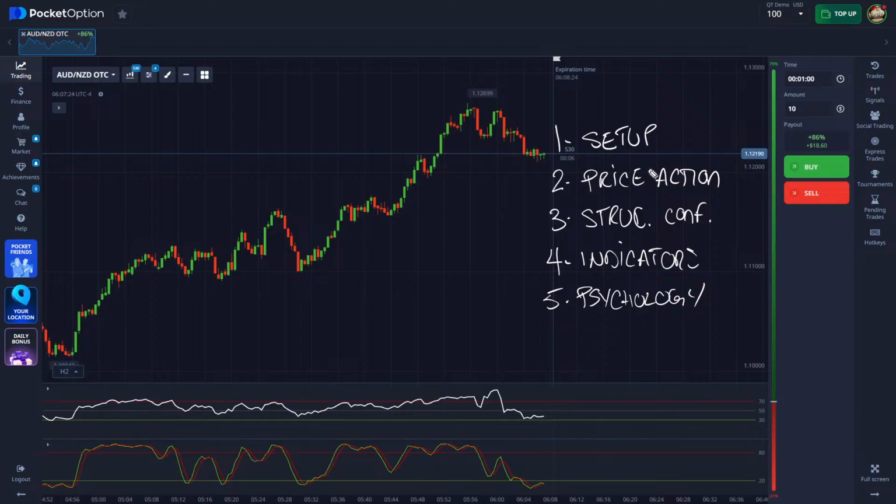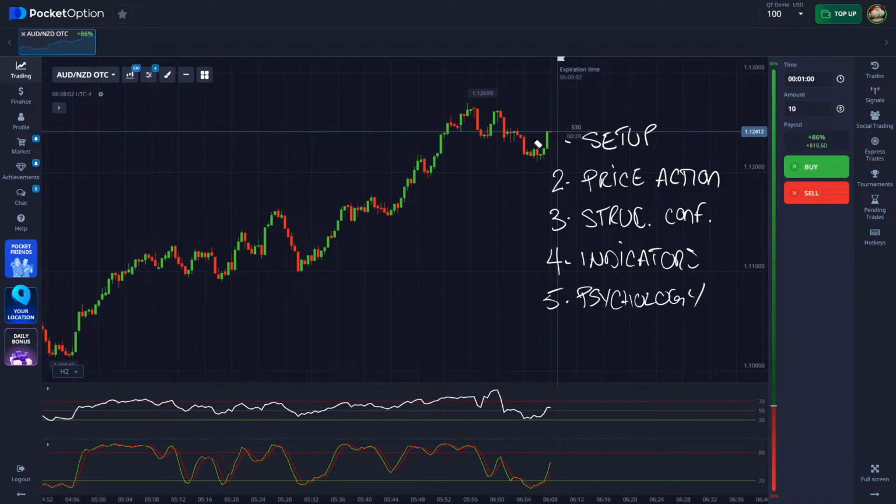So these are pretty much the five steps that you have to go through before taking a trade. And if you go down the list and you answer no to one of them, you stop. Of course, indicator optional, as I said. So basically, let's say setup, yes. Price action, yes. Structural confirmations, yes. Indicator, yes. Psychology, no. You don't take the trade. It has to be a unanimous yes for everything in order to take the trade.